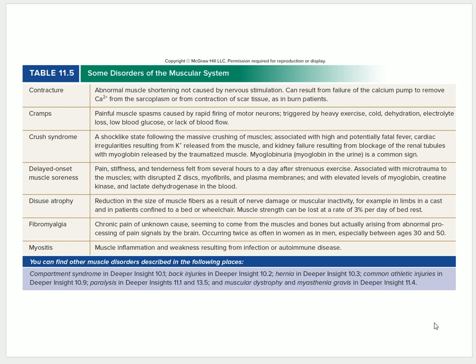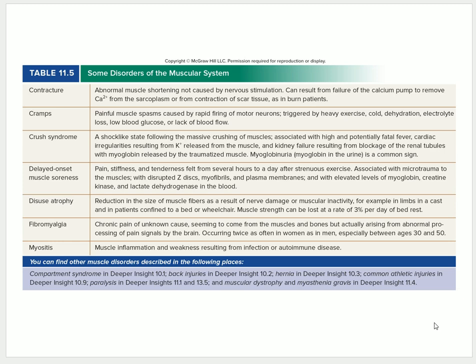You see crush syndrome in a lot of doctor hospital type shows. Delayed onset muscle soreness, pain, stiffness, tenderness, felt from several hours to a day after strenuous exercise. So this is what we were talking about in terms of breaking down muscle to build it back up, micro trauma, and lactic acid buildup. Disuse atrophy. This happens in people that are bedridden. So muscle strength can be lost at a rate of 3% per day of bed rest. And this can happen for any sort of reason, whether post-surgery or something happened to make you bedridden.